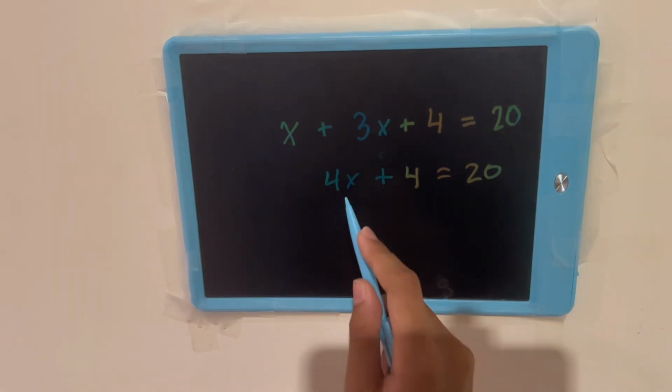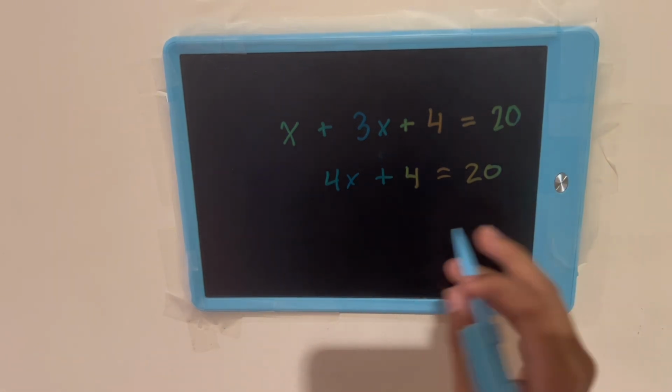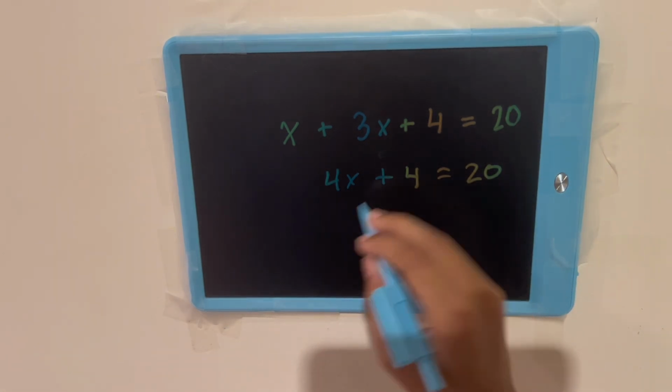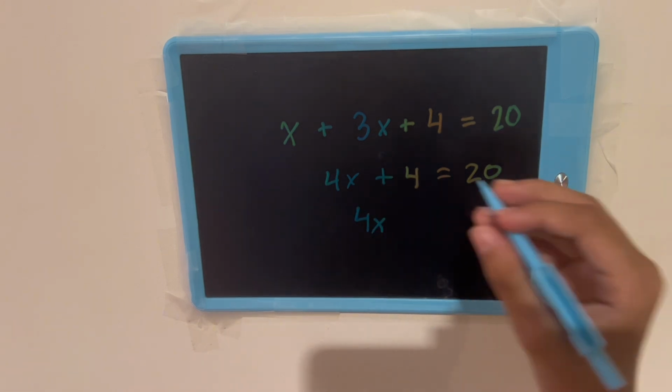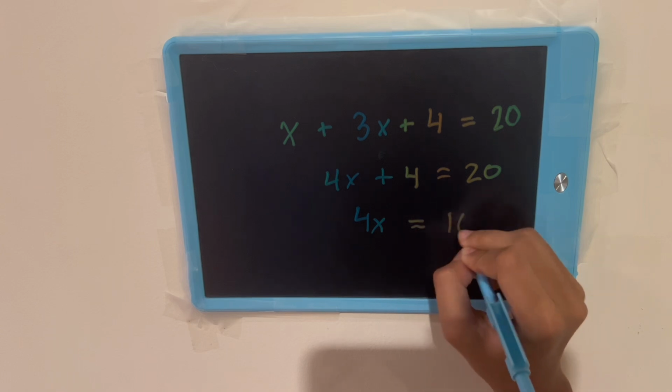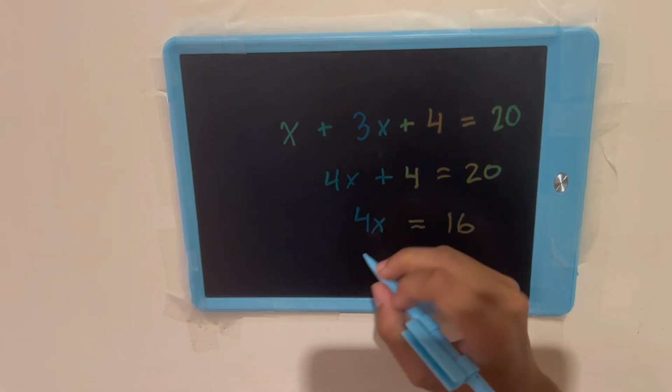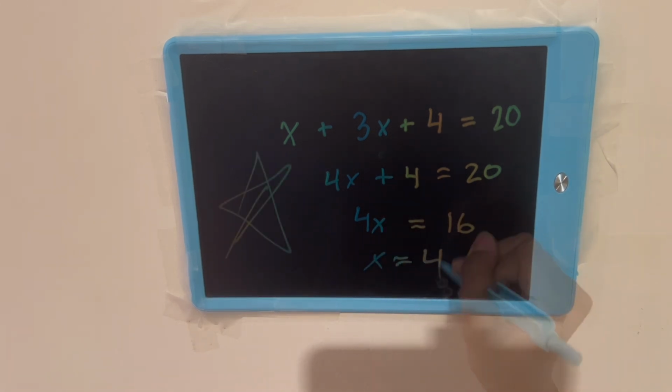Now to isolate this term, we can subtract 4 from both sides. So 4x plus 4 minus 4 is just 4x. 20 minus 4 is 16. Now, you guessed it, x equals 4. You're doing great. Now let's try something else.